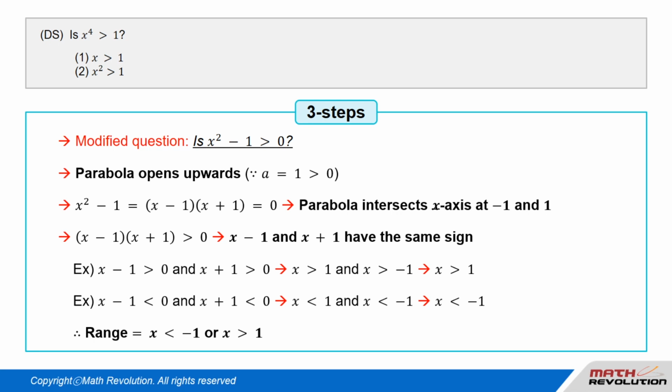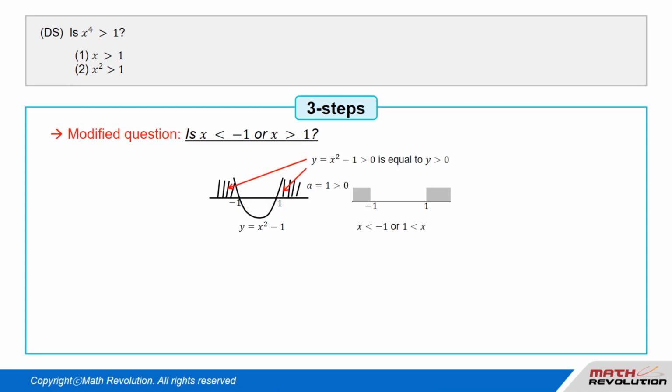Therefore, the range of x becomes x is smaller than -1 or x is greater than 1, as shown in the figure below. Thus we are asked whether x lies in the range x is smaller than -1 or x is greater than 1.